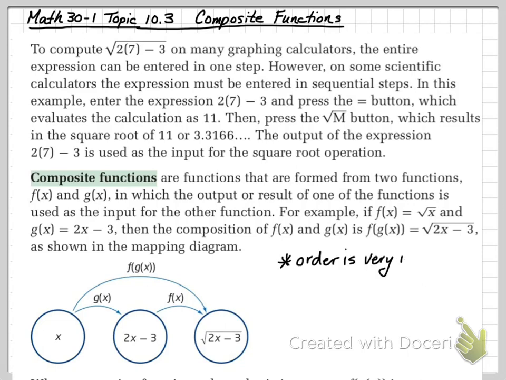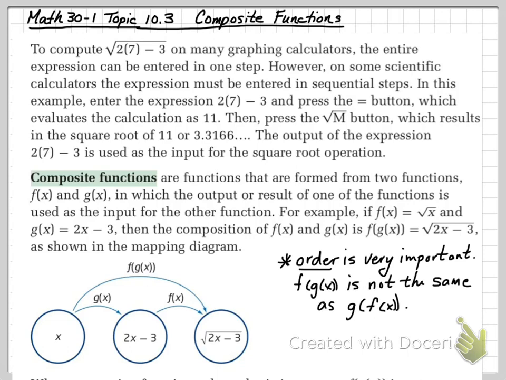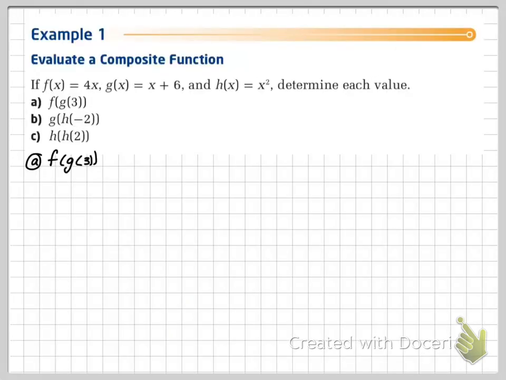It is important to note that the order that we do things in is very important. F of g of x is not going to be the same as g of f of x. They're going to be two separate functions, and they're going to give you two separate solutions. Let's look at example 1.